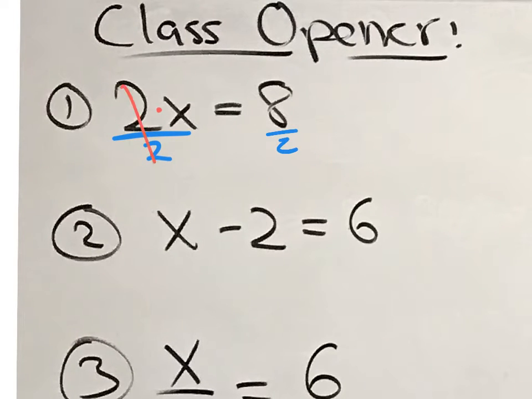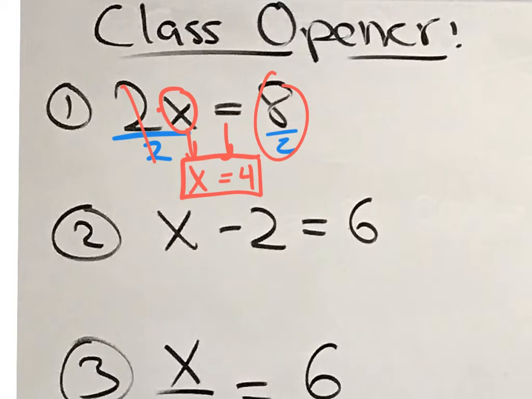So the 2's cancel. What do we have left? Well, this x just comes down. The equal sign comes down. And 8 divided by 2 is 4. So there's your answer, x equals 4.